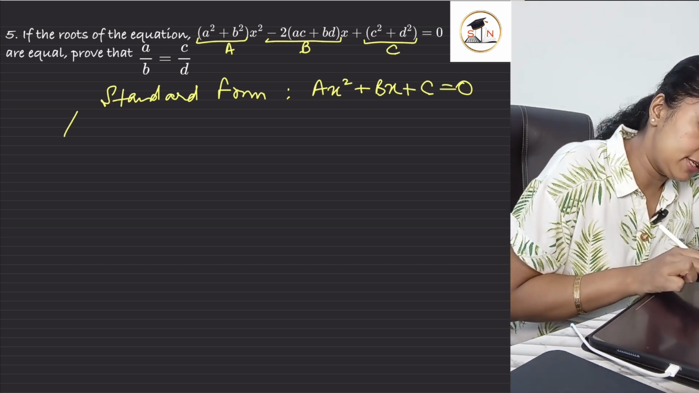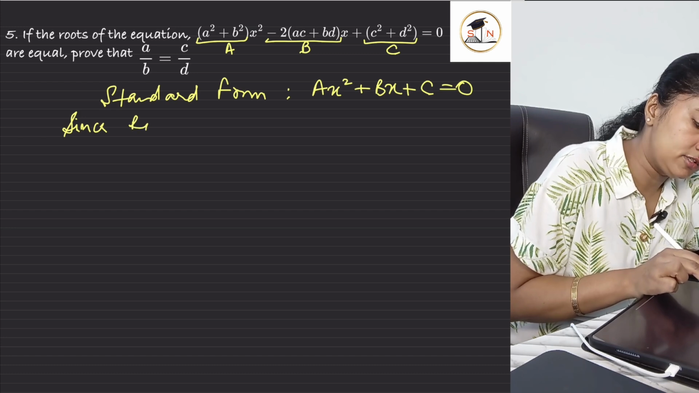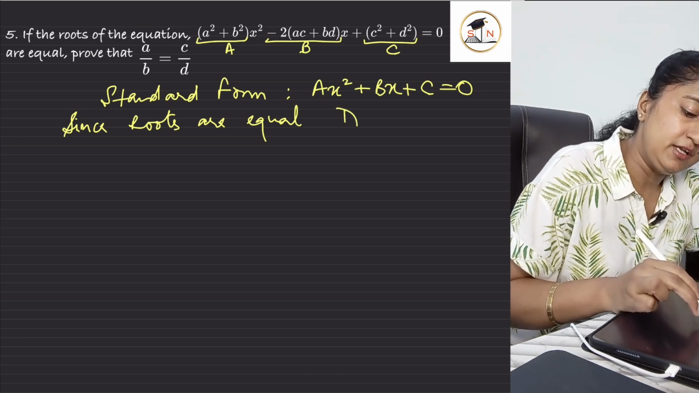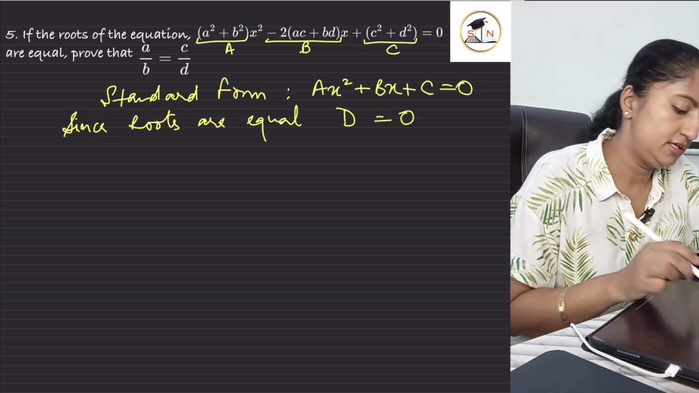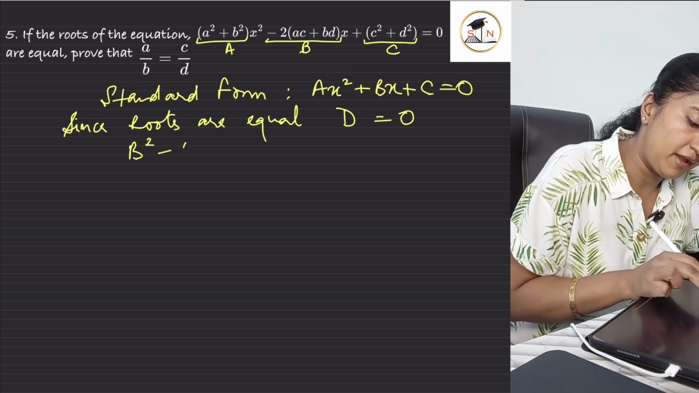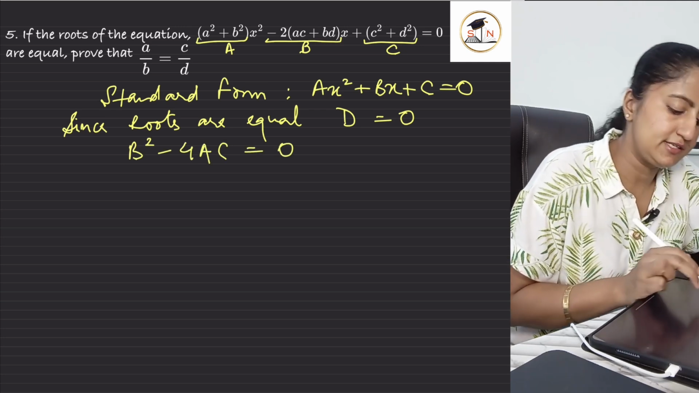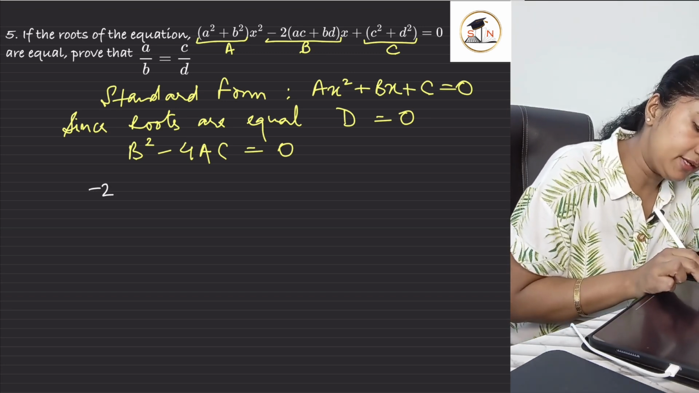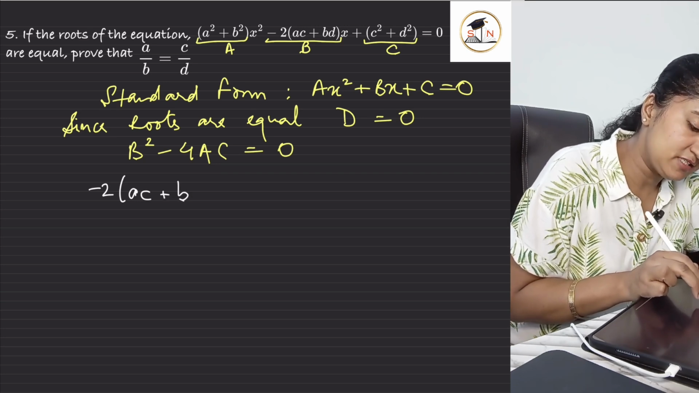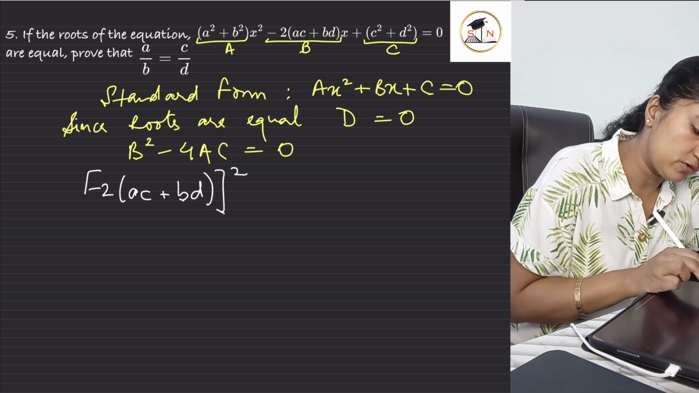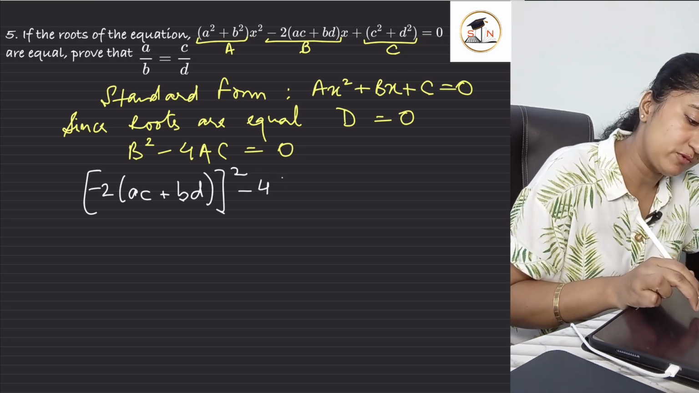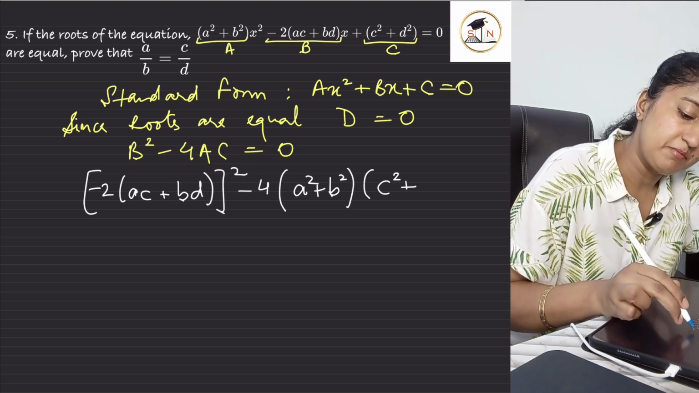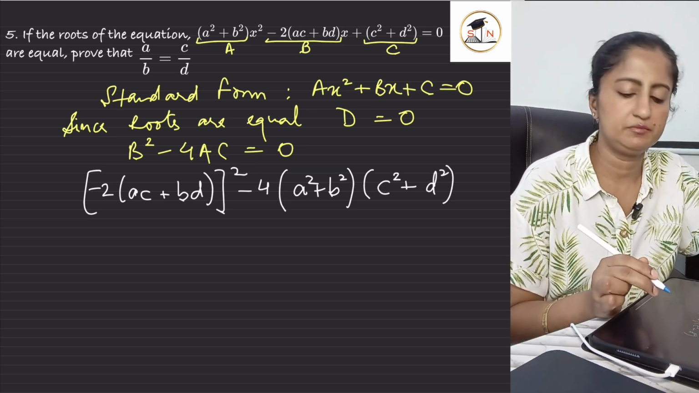Okay. Now, since roots are equal, D is supposed to be 0, right? So that means B square minus 4AC equals 0. See, I have used capitals over here, right? Now, plugging in the values. What was B? Minus 2 times (ac plus bd), whole square. This was our B. Minus 4 times, what was A? a square plus b square. And C was c square plus d square, right?